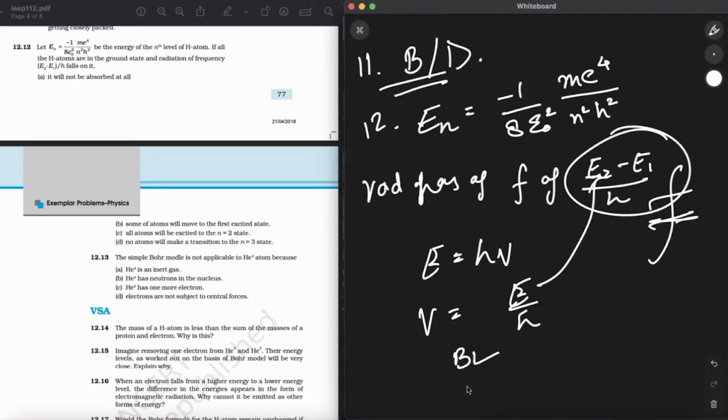Now option C, all atoms will be excited to the n equal to 2 state. We cannot say this because there will be some loss of energy. And option D, no atoms will make a transition to the n equal to 3 state. We'll be short on energy. To make a transition to n equal to 3, we only have E2 minus E1 energy and that will be short. So option D is also correct. The correct options are B and D for this one.